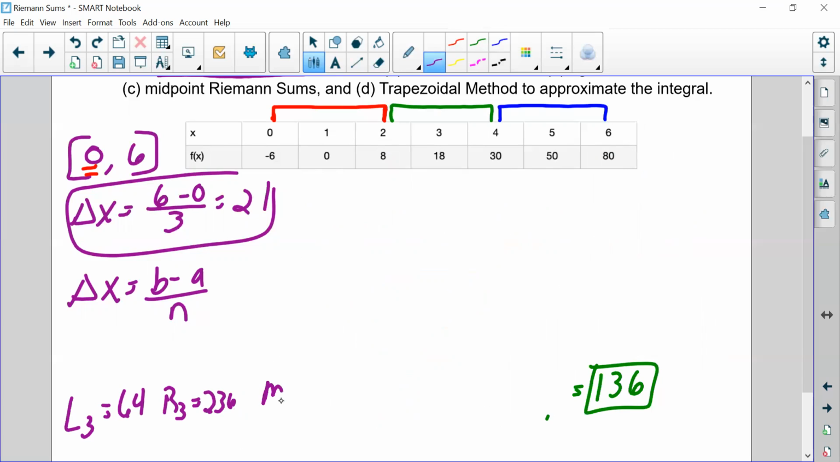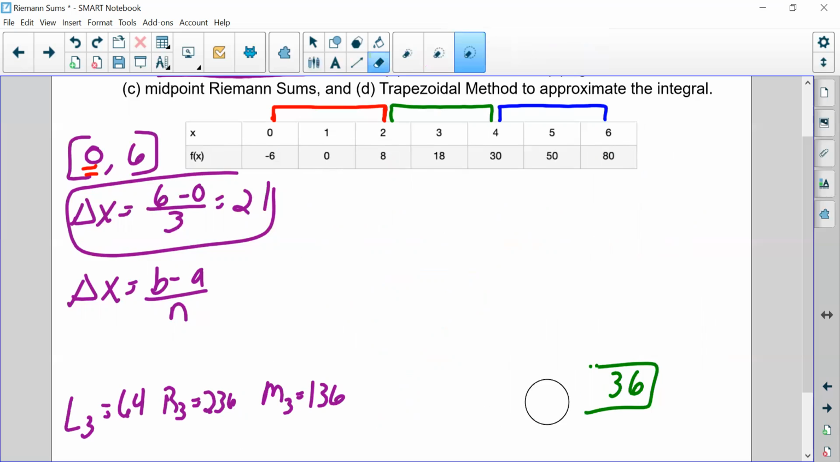And our Midpoint Riemann sum was equal to 136. I just want to make sure I remember those numbers.